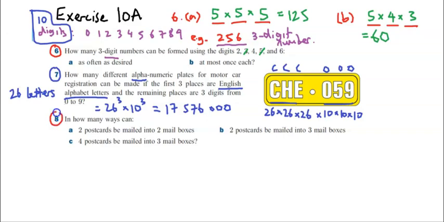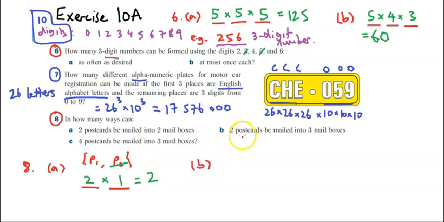Alright, moving along to question 8. Let's do part A. It says, in how many ways can 2 postcards be mailed into 2 mailboxes? So let's let this be our set of postcards, postcard 1, postcard 2, and then we have 2 mailboxes. So how many ways can we put P1 and P2 into these 2 positions is basically what it's saying. Well, we have 2 choices for the first position. We could put P1 or P2 here. And then for each of those 2 choices, for example, if we put P2 there, there's only 1 choice for the second position. So the answer is just 2.